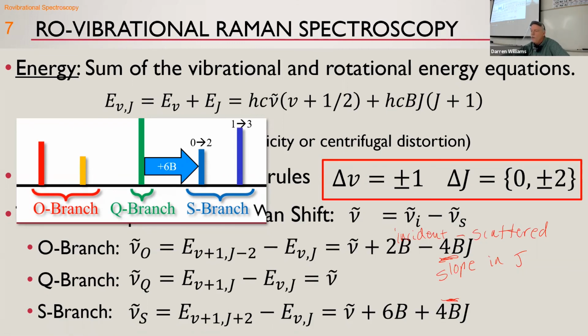If I put in 1 for J, I get another 4B. And if I put a 2 in, I get another 4B, and a 3 and another 4B, a 4. So every spectral line is going to be separated by 4 times the rotational constant.